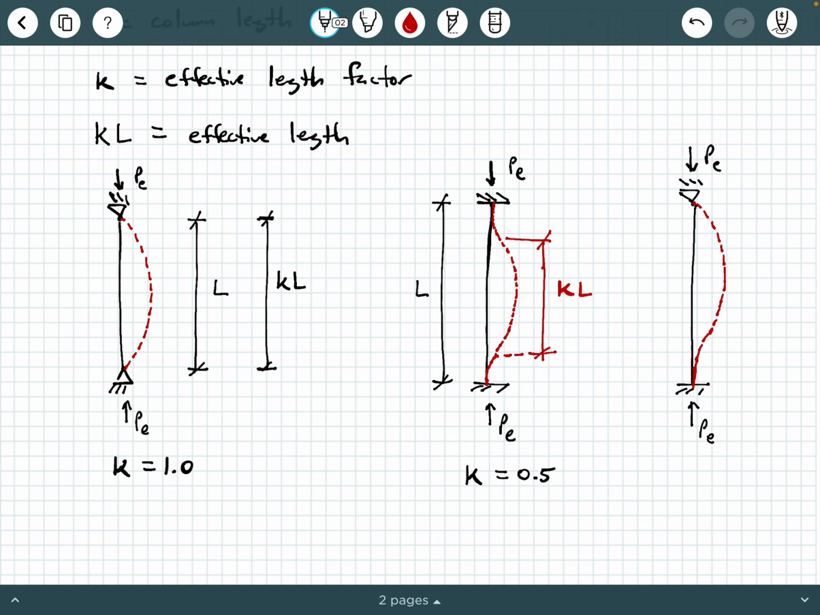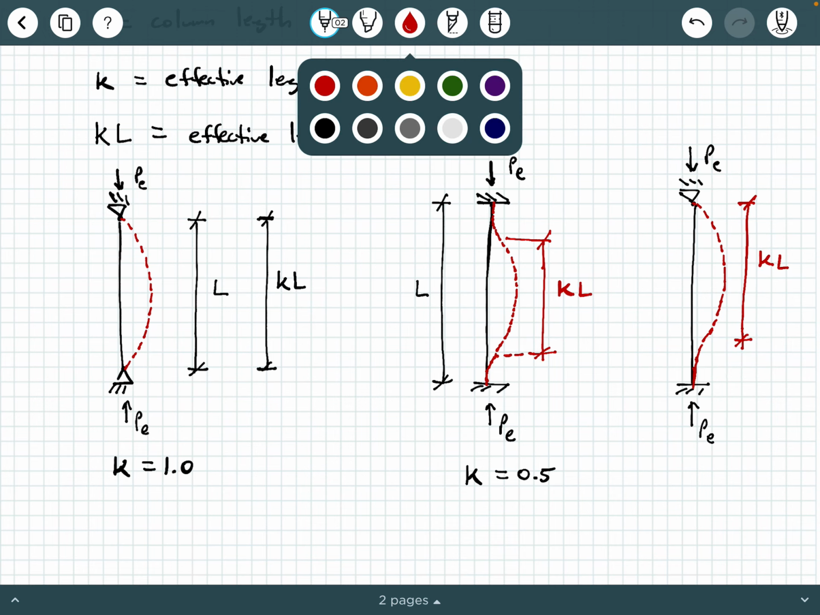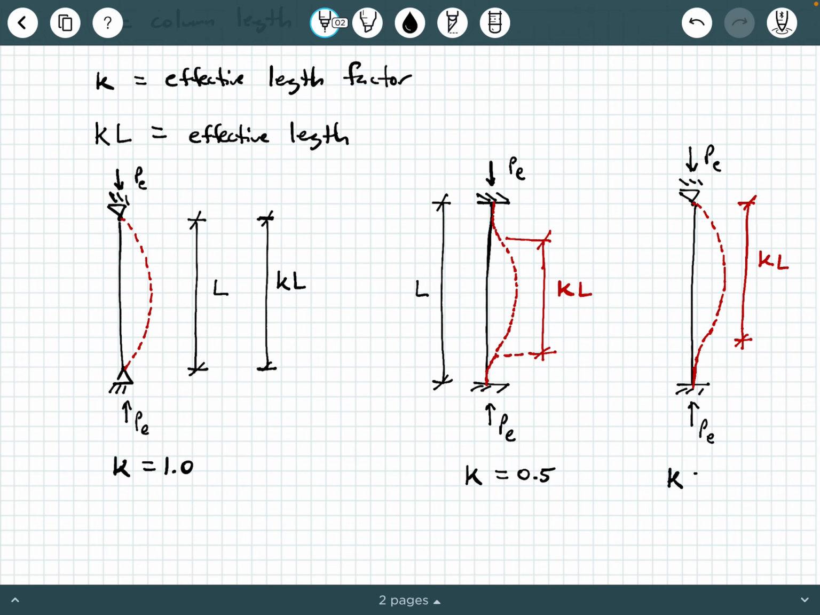Okay, so again, the total length of the undeformed column is still L, but what about the length that we're considering that is buckling, that is bowing out? That's KL. And so here, in this case, the theoretical K value is going to be equal to 0.7.